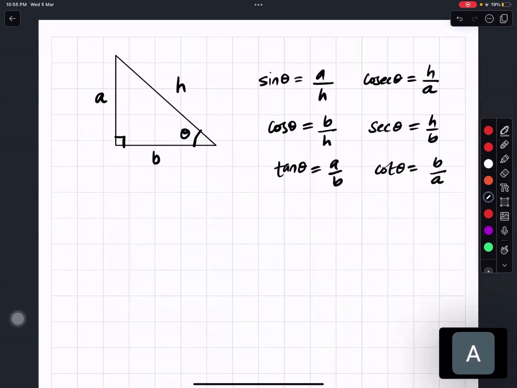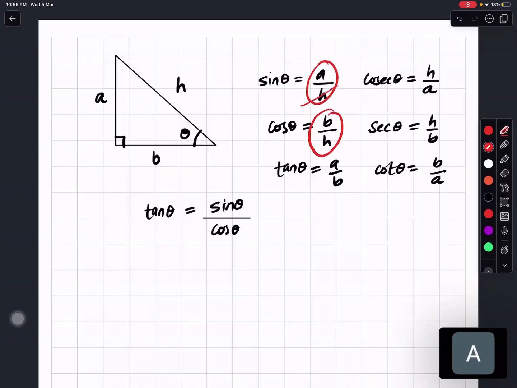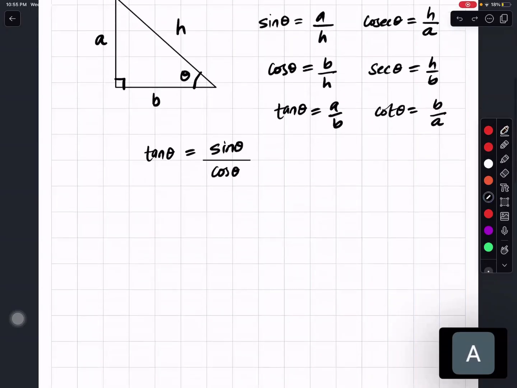Also, using the same right angle triangle, we can see that tan theta will be equal to sine theta divided by cos theta. Because if you see sine theta, it is A upon H divided by B upon H, H gets cancelled, you get A upon B, which is tan theta. Therefore, we can also say that cot theta, which is the reciprocal of tan theta, will be cos theta over sine theta.